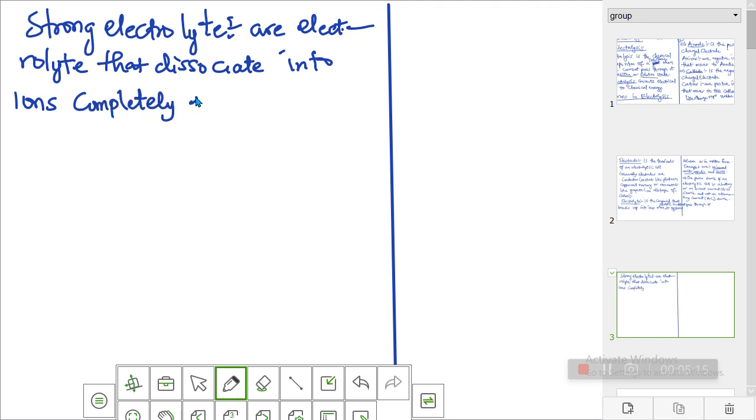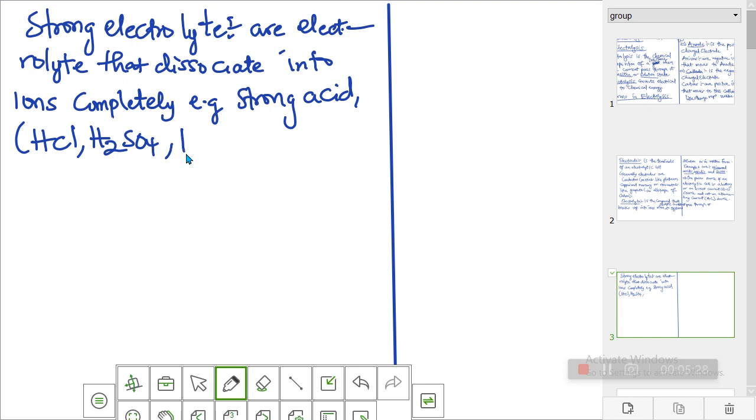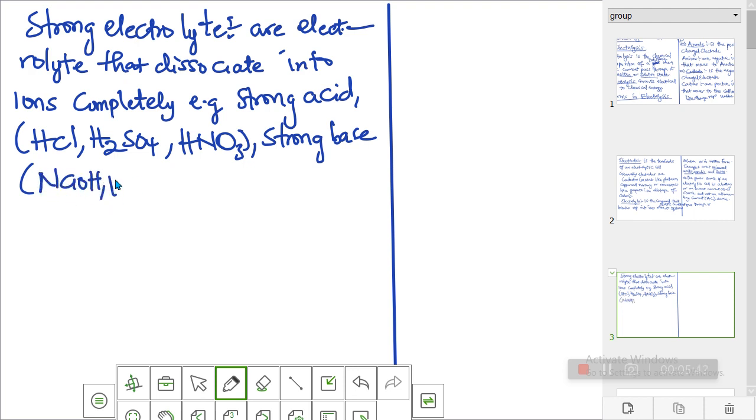Examples are strong acids. All those strong acids are strong electrolytes, like hydrochloric acid, sulfuric acid and HNO3. These are the strong acids for your level. Another one is strong bases. Examples of strong bases are NaOH, sodium hydroxide, and potassium hydroxide, KOH.